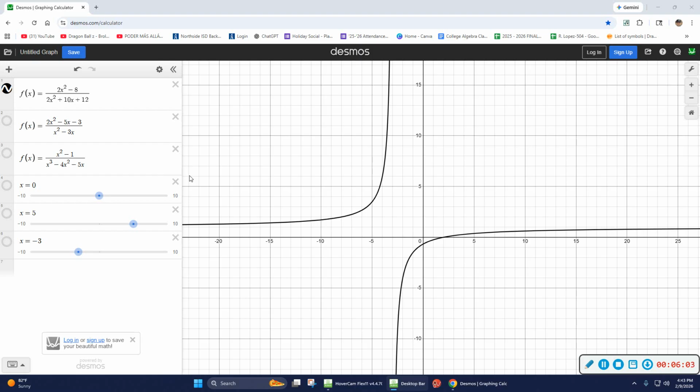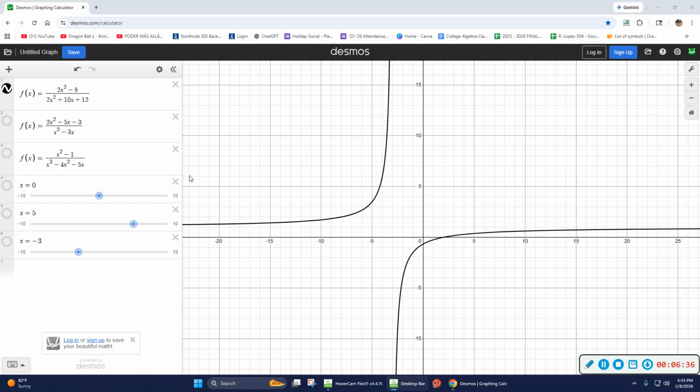When I plug negative 1 in here, negative 1 minus 2 divided by negative 1 plus 3 gives me negative 3 over 2, or negative 1.5. I can plot that here, negative 1.5. So I can already tell that the function is pointing downward, right? It's going in this direction. As I get closer to the line, the points are dropping.